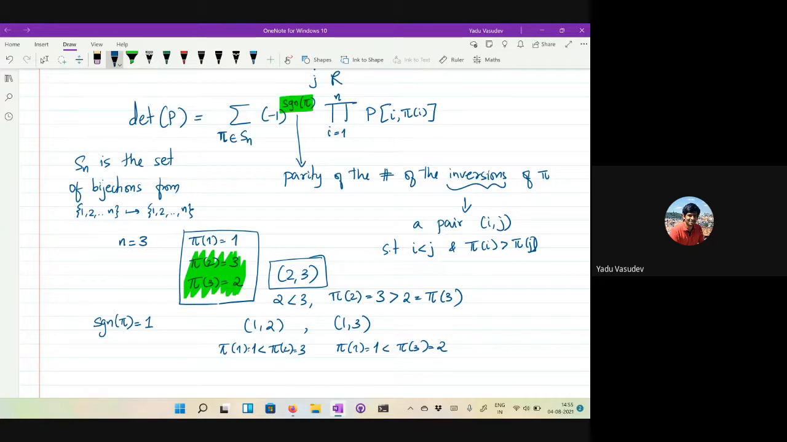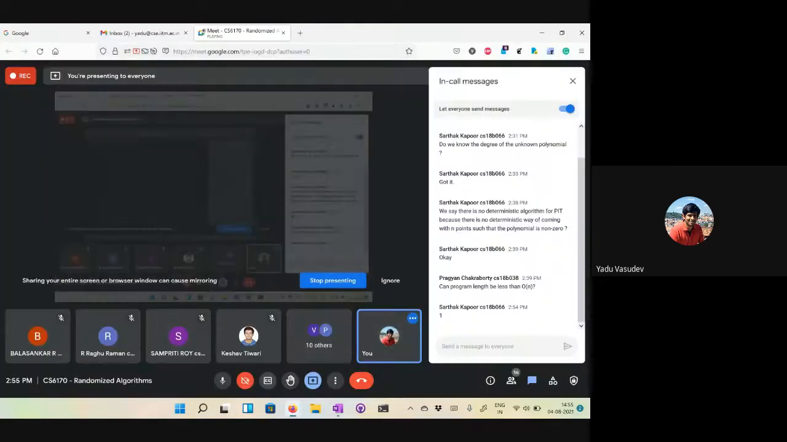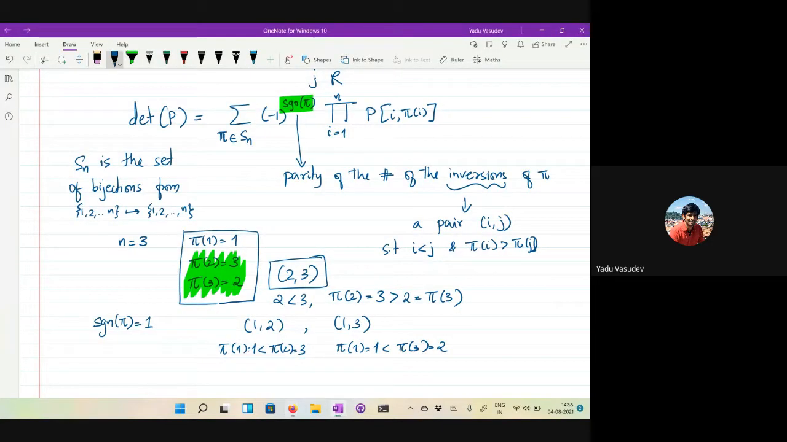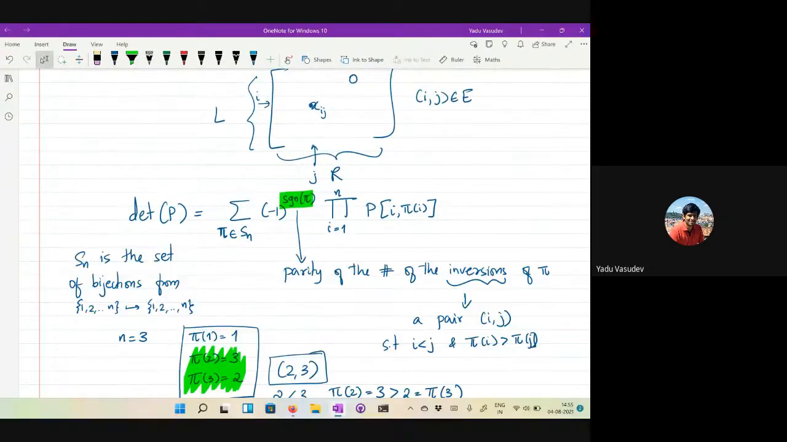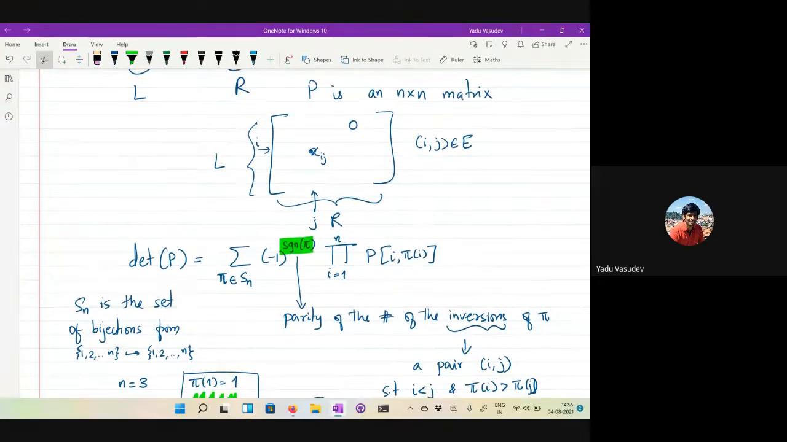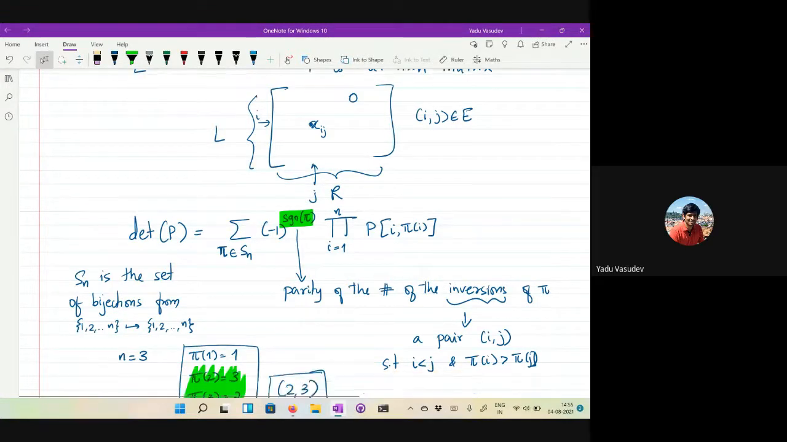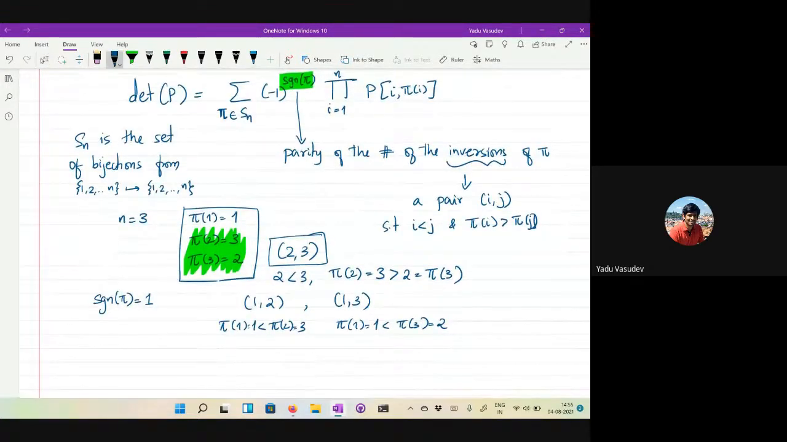Is this clear? Any questions at this point? Right? So let's look at our P. In our case, the P is basically a matrix which has some values 0, some values as xij. So in our case, this determinant is actually a polynomial. Determinant of P is a polynomial on the variables xij's.